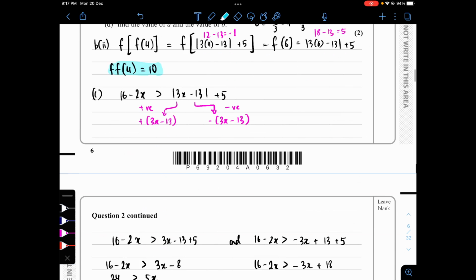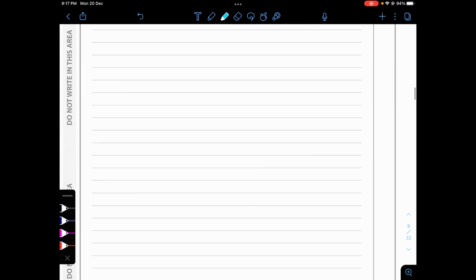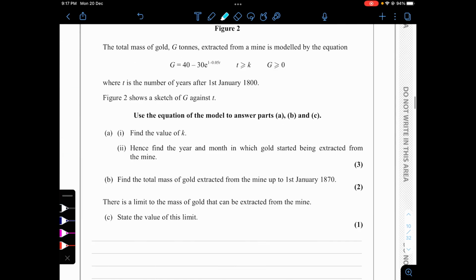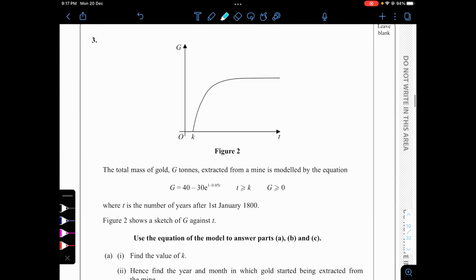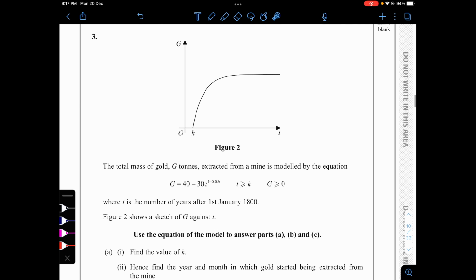Alright, so now moving on to question number 3. We've been given a graph, figure 2. The total mass of gold, G tons, extracted from a mine is modeled by the equation G equals 4t minus 30 e to the power of 1 minus 0.05t, where t is greater than k, and G equals 0, where t is the number of years after 1st January 1800. Figure 2 shows the sketch of G against t.